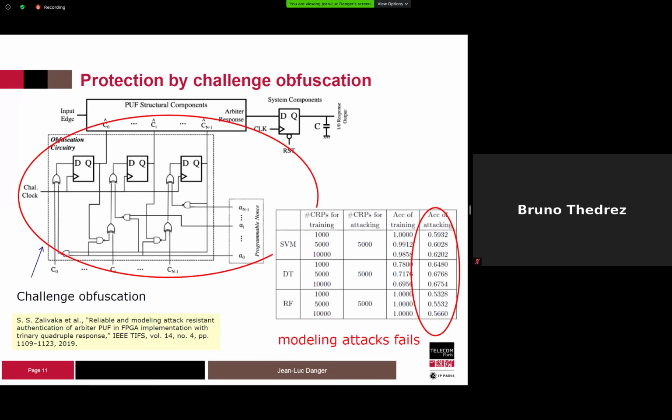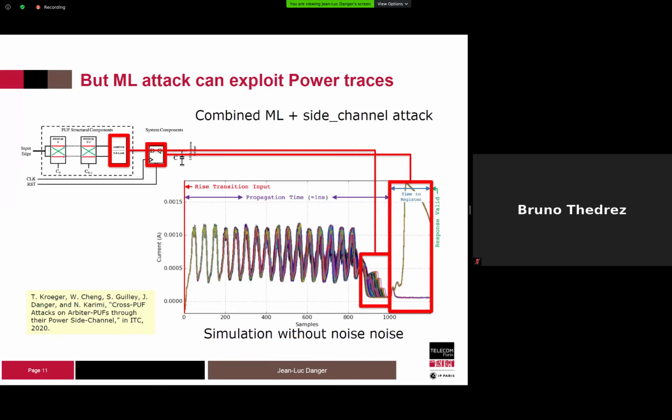Okay, now the only way to protect against machine learning attacks is to obfuscate and encode the challenge, or not to show the challenge, or not to show the response, another possibility. If you obfuscate the challenge, the modeling attack based on machine learning doesn't work. So that's an interesting result. But the attacker has a lot of power. The attacker can devise new attacks, still relying on machine learning, but combined with side channel attacks.